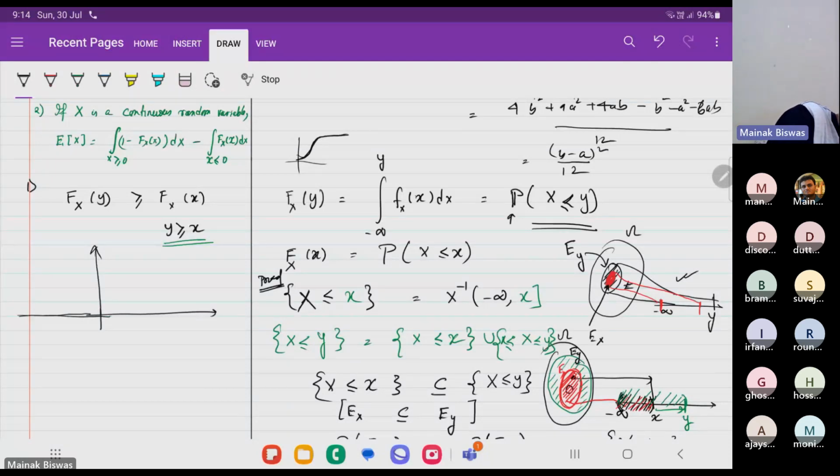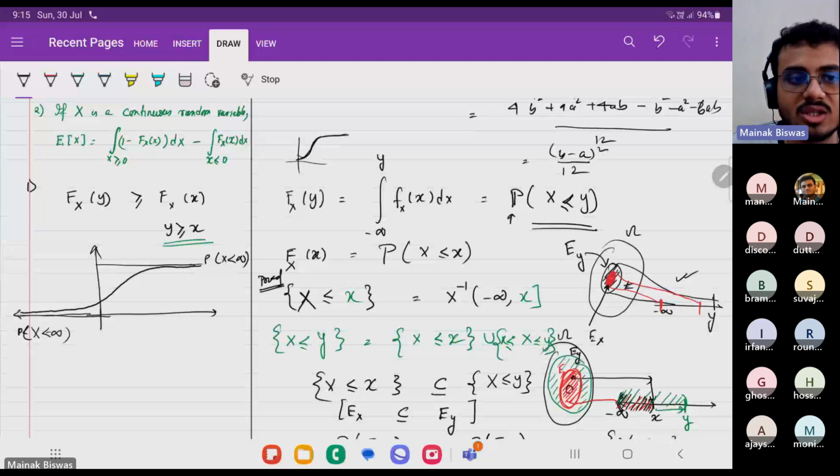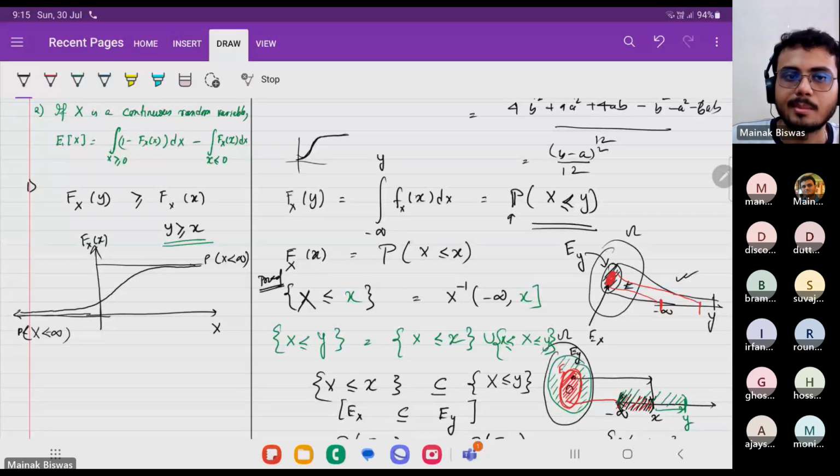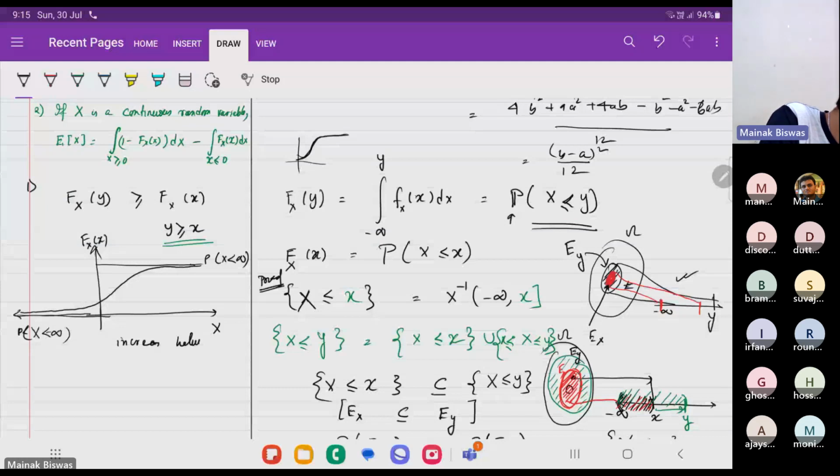So your CDF, typical CDF will look something like, what is going to be the CDF at minus infinity? Probability X less than minus infinity? Zero. And probability of X less than infinity? One. Correct. So it will be something like this. All CDFs will look something like this, depending on the range of the random variable, right? This will be your CDF, and it is an increasing function. So do you agree? Increasing between 0 and 1. For discrete, this was something like this. I had proved that, I have shown this. This is for the discrete case, right?